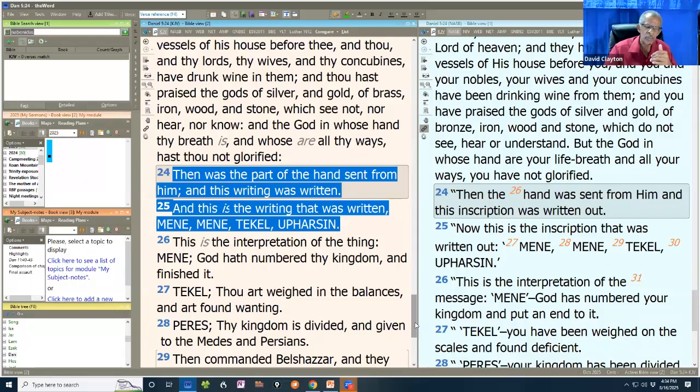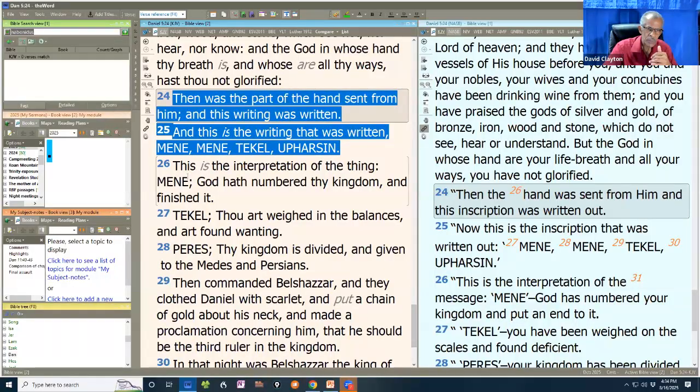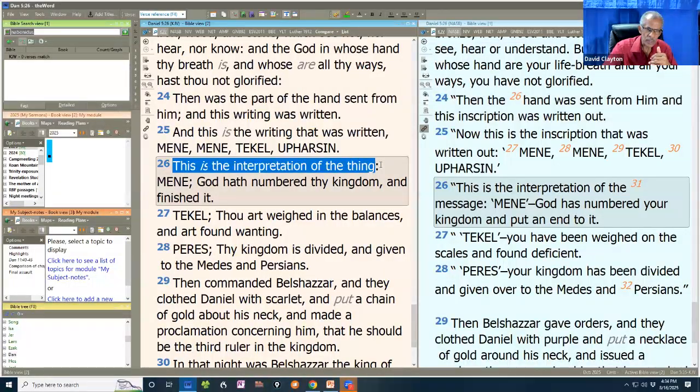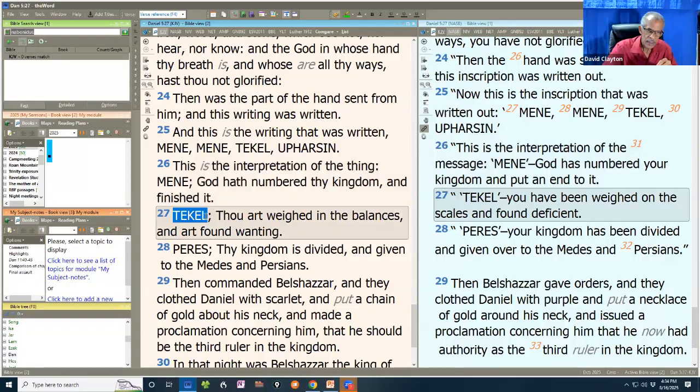Then Daniel begins to interpret it, and his interpretation is a little different, if you notice. This is the interpretation of the thing. Mene. It means numbered. God has numbered your kingdom and finished it. Point number one. Tekel. Thou art weighed in the balances, weighed, and art found wanting.